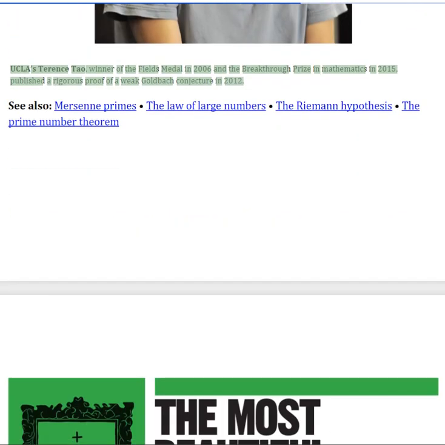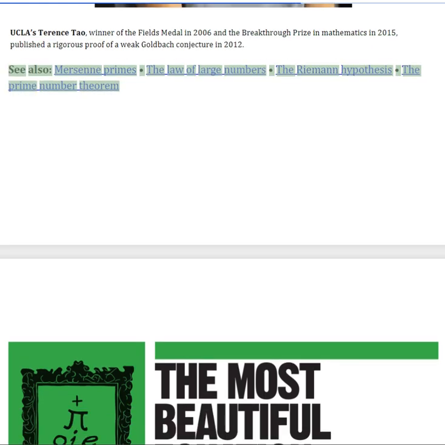UCLA's Terence Tao, winner of the Fields Medal in 2006 and the Breakthrough Prize in Mathematics in 2015, published a rigorous proof of a weak Goldbach conjecture in 2012. See also, Mersenne primes, the law of large numbers, the Riemann hypothesis, the prime number theorem.